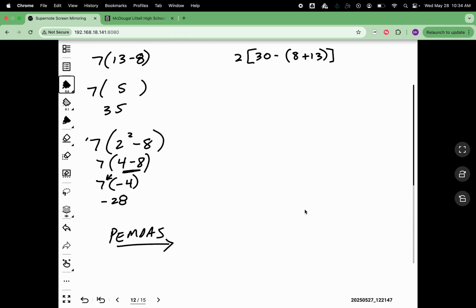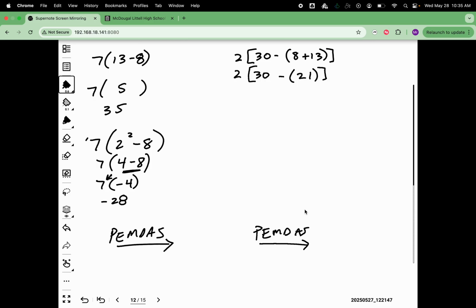So on this one, what we have to make sure we do is work the parentheses first with PEMDAS. So parentheses, I've got to work these parentheses. 8 plus 13, I've got to do that one first. That's going to be 21, and I'm going to leave everything just like it is. I don't want to forget about any signs. I'm just going to rewrite it.